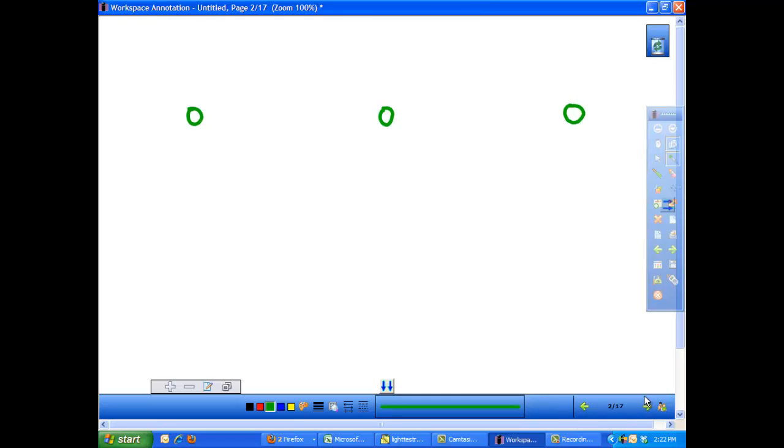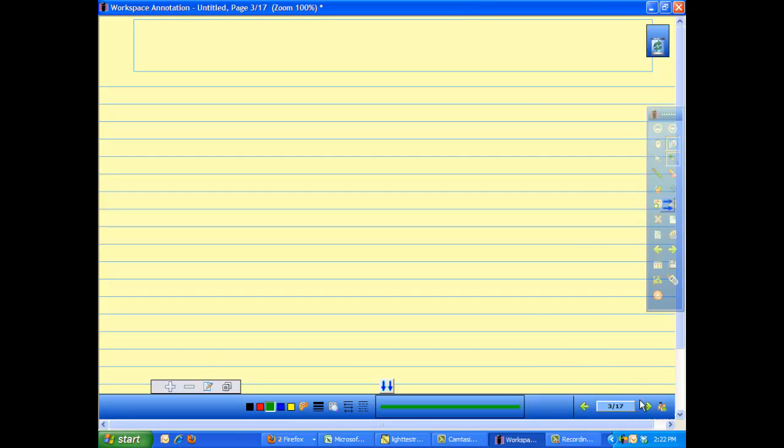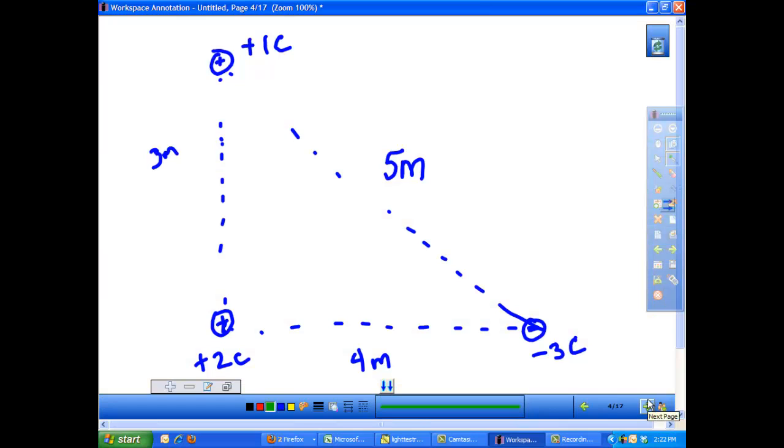So let's take a look at the first example. All right, in this example we have three charges. We have our +1 charge up here, and then we have a +2, and we have a -3 charge. These are sitting at right angles to one another, or in a right triangle. I've made this right triangle a 3, 4, 5 triangle just to make it easy, but it might not be that way in your math problems for your homework.